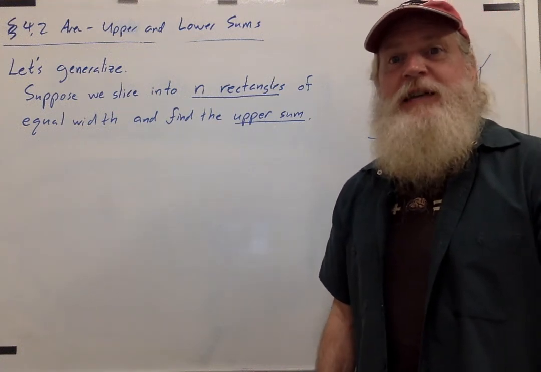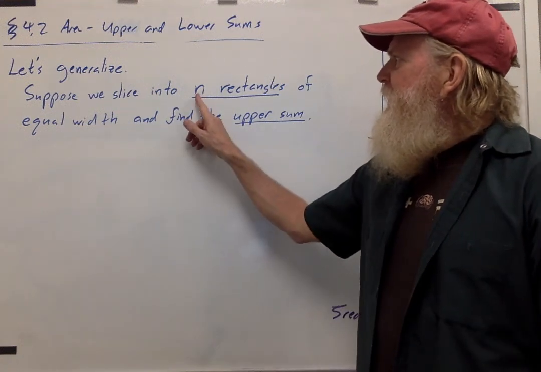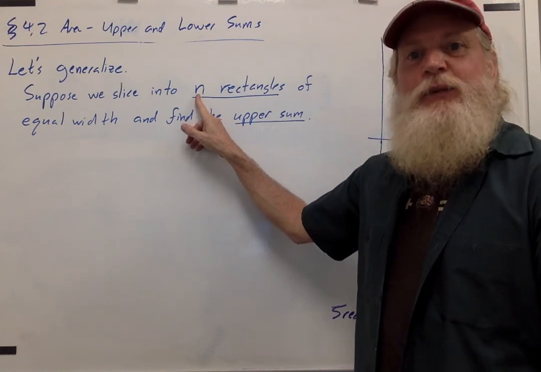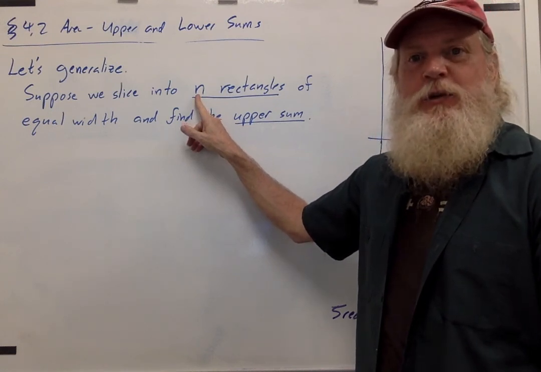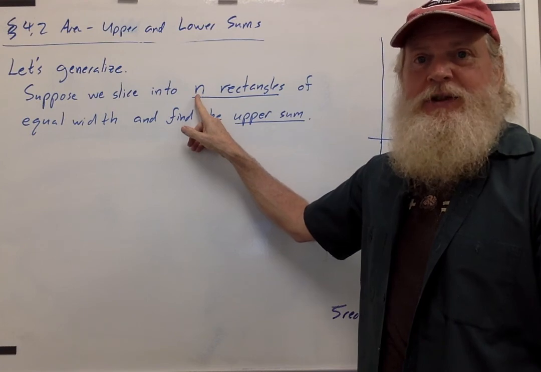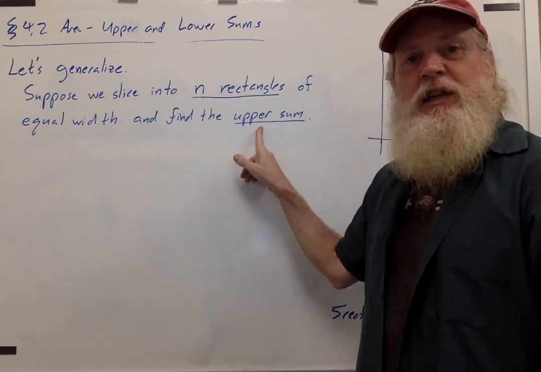Continuing with the previous example, instead of looking specifically at 4 or 5 rectangles, let's see if we can generalize and find out what the areas will be if we use n rectangles. Let's focus on upper sums for now.